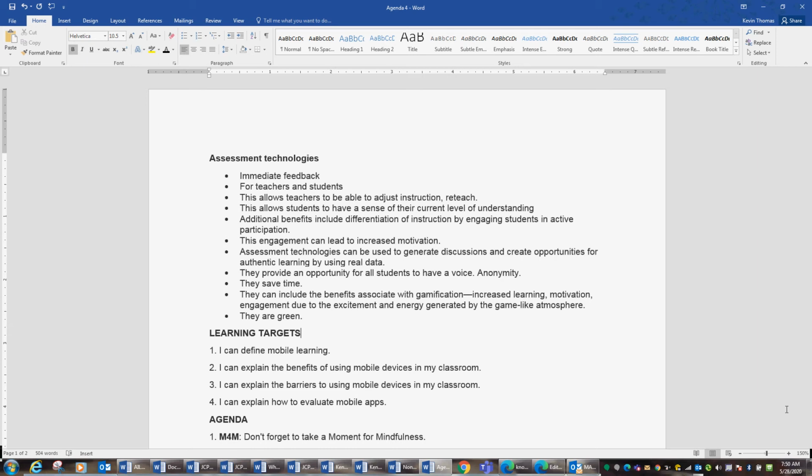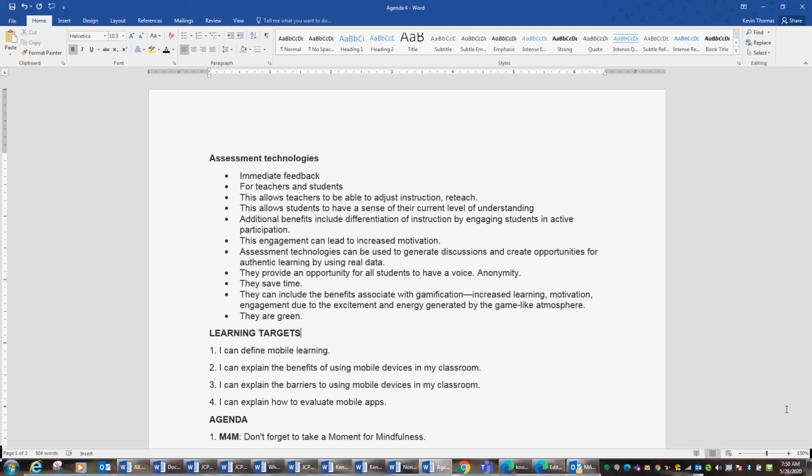It saves time, huge benefit. That's one of our traditional barriers to technology integration, lack of time. Okay, this opens up or creates time for teachers to do other things because they're not having to grade those assessments. Other benefits, we talked about gamification.